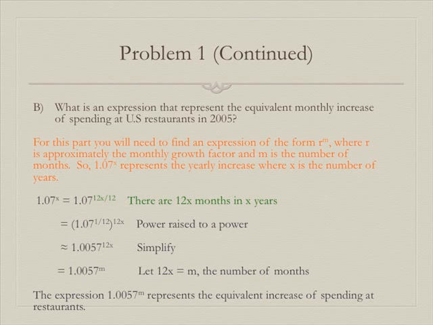Now we have 1.0057 to the m, where we let 12x equal m, which is the number of months. So the expression 1.0057 to the m represents the equivalent monthly increase of spending at the restaurants.